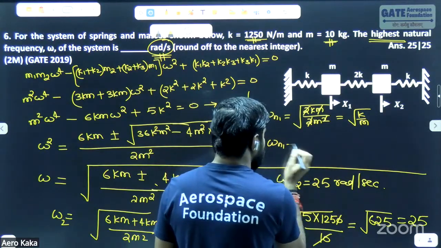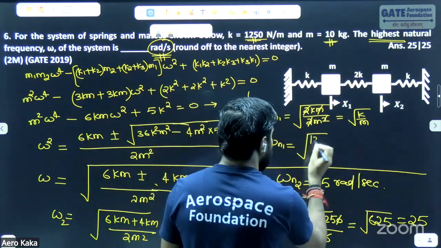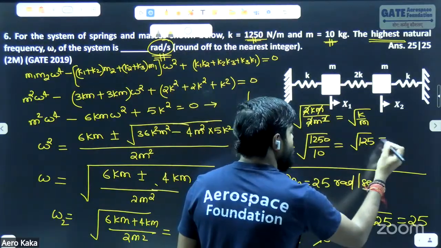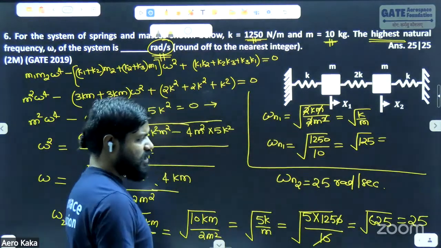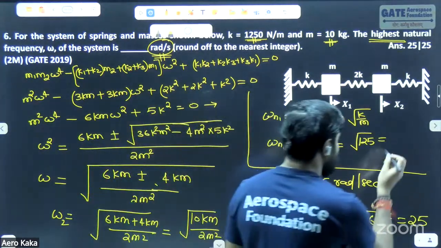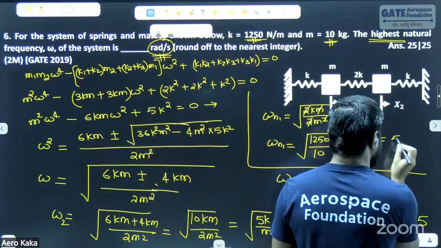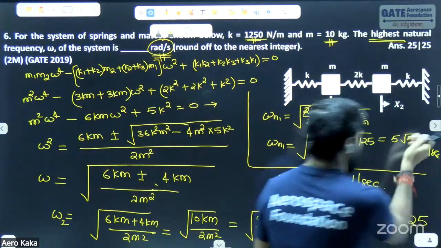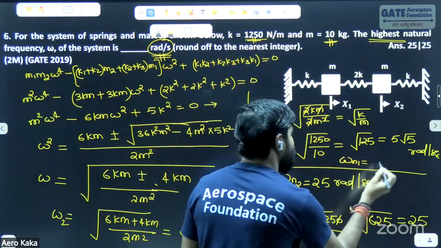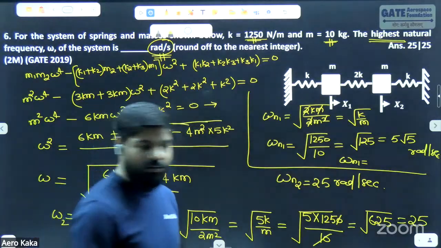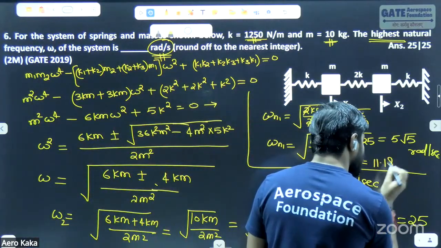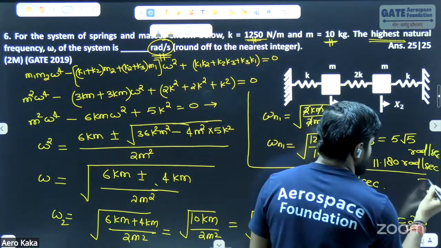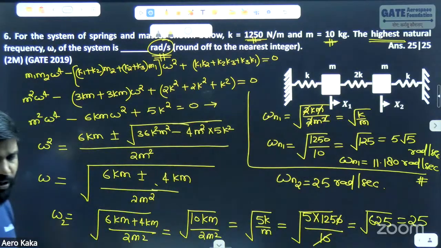So omega n1 is going to be how much? That's 1250 divided by 10, root of 125. So I'm getting 125. 25 into 5, so 5 root 5. Radians per second. Just calculate and let me know what the omega n1 value is. 11.180 radian per second. Up to 3 decimal points you can write. Done? Okay.